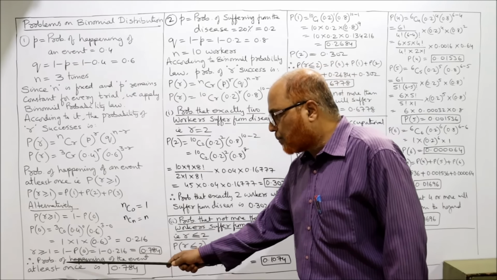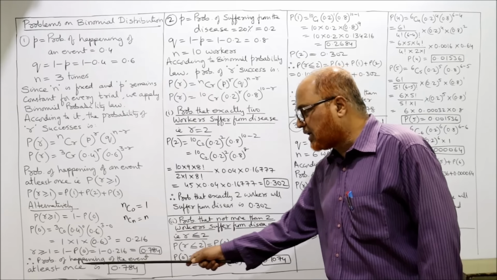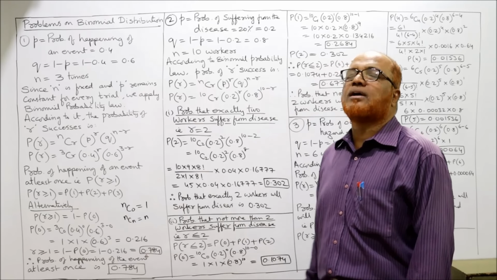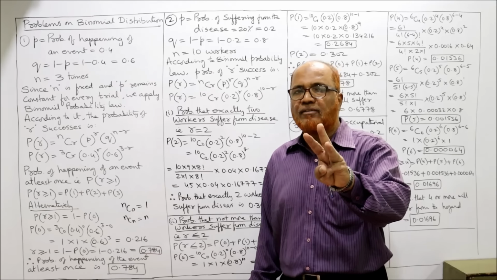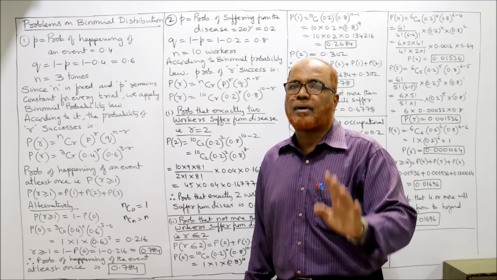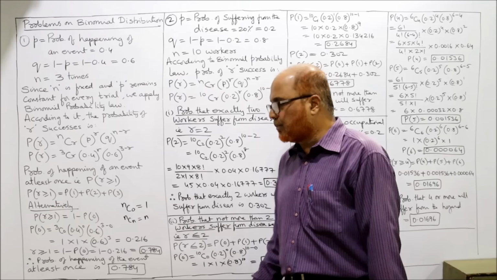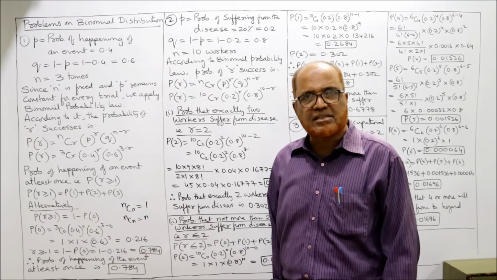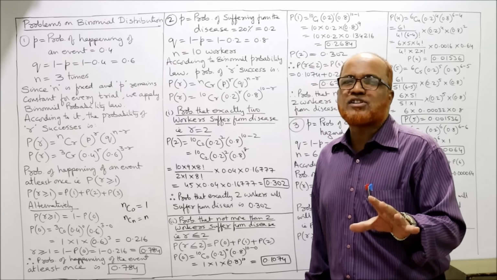0.784. Therefore, the probability of happening of the event at least once is 0.784. Out of 3 trials, the probability of the event happening at least once is 0.784. That's it. This is the first problem.